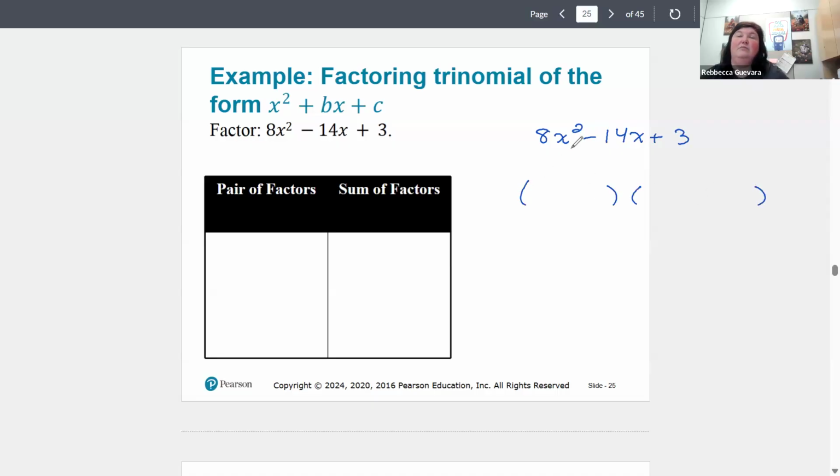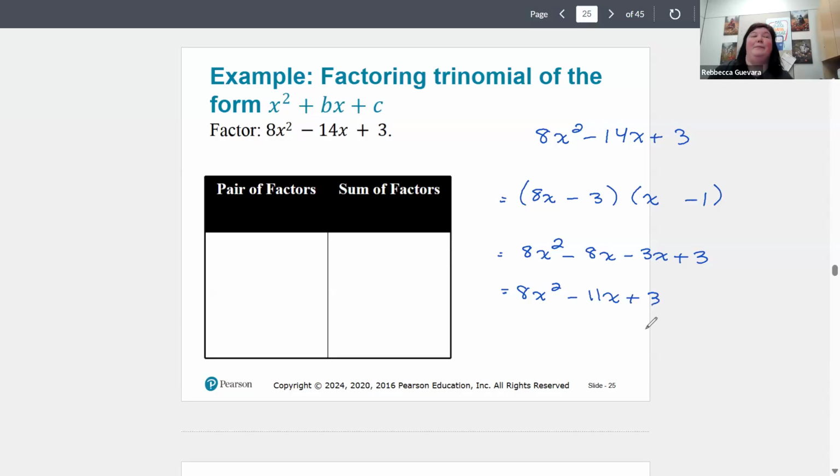Well, we can try maybe an 8x here and an x here, and then we can do -3, -1. So I do know what the answer is supposed to be. I am perfectly picking this wrong, but the point is you see that I'm already doing one trial here, and now I have to do it again. Let's FOIL this. 8x squared minus 8x minus 3x plus 3. 8x squared minus 11x plus 3. Oh, well, at least it's negative now.